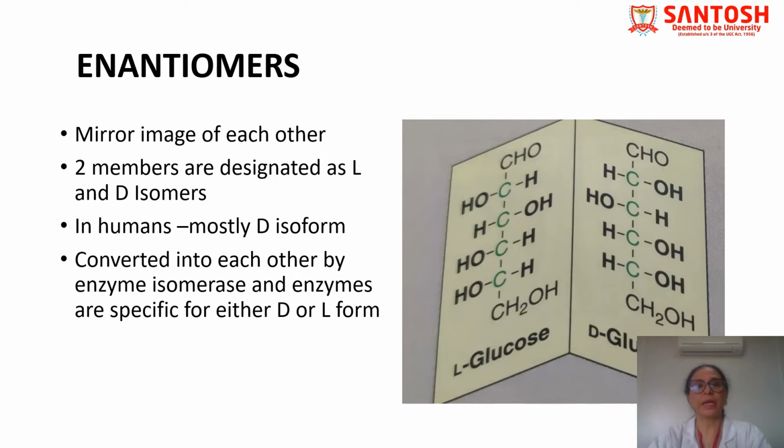However, these D and L forms can be converted by specific isomerases. For example, glyceraldehyde can be converted to dihydroxyacetone in the presence of an isomerase.